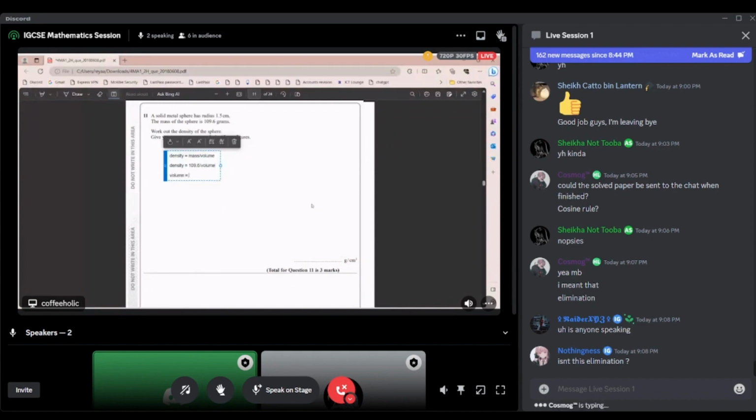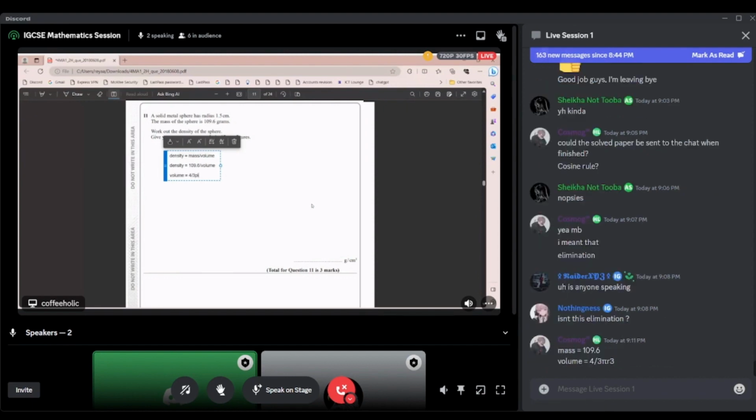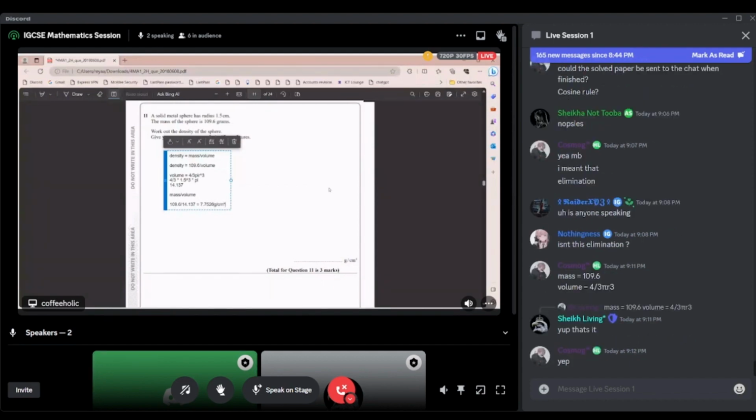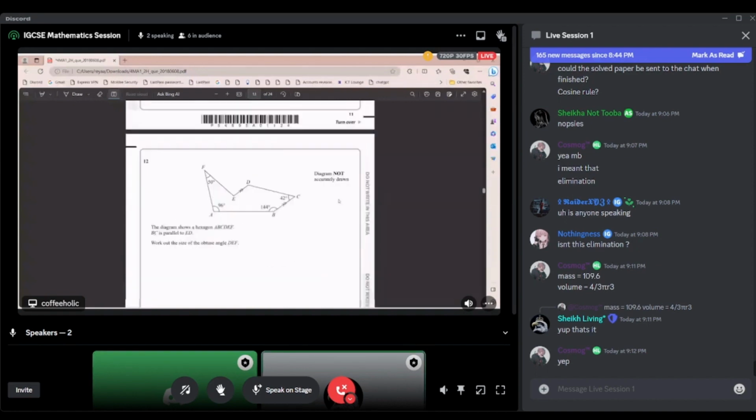And the volume formula would be 4 upon 3 pi r cubed, which would just be 4 upon 3 times 1.5 cubed times pi. So that would give us 14.137. And therefore, now that we have the volume, we can simply do mass upon volume, which would be 109.6 divided by 14.137, which will therefore give us 7.7526. Is that clear, guys? All right, there are no doubts on that one, so we can move on to the next one.